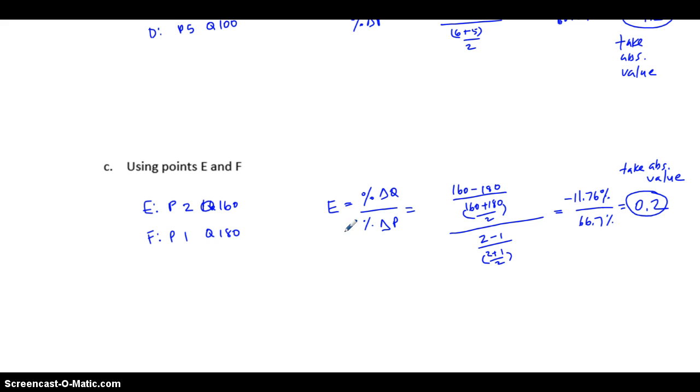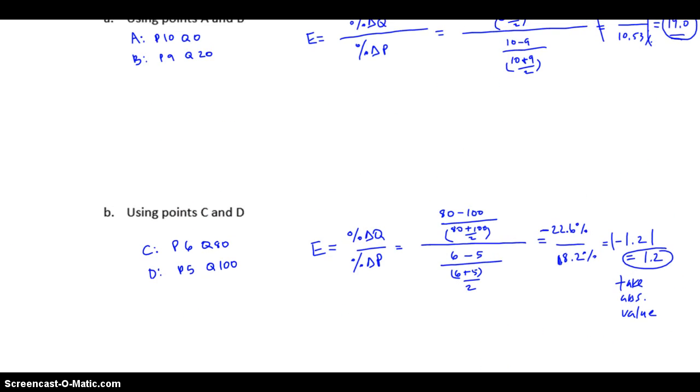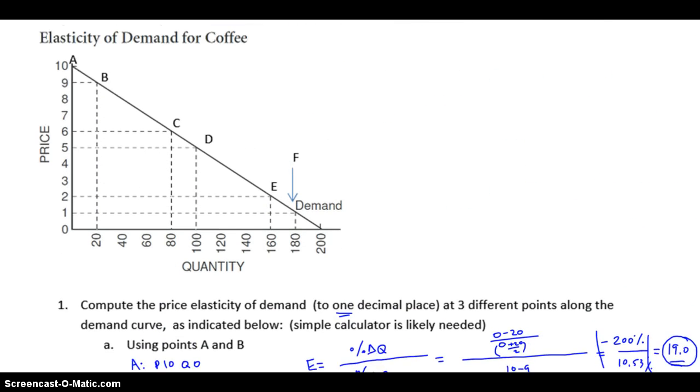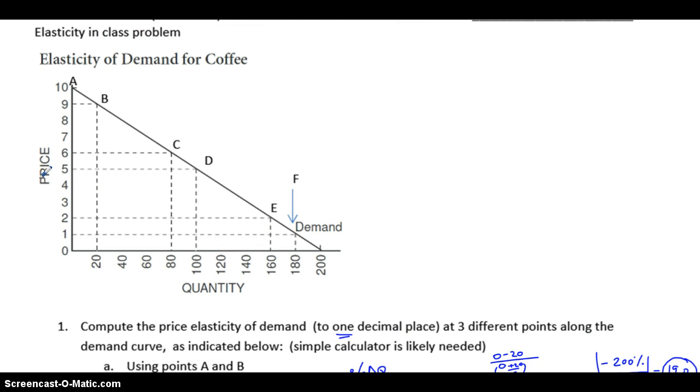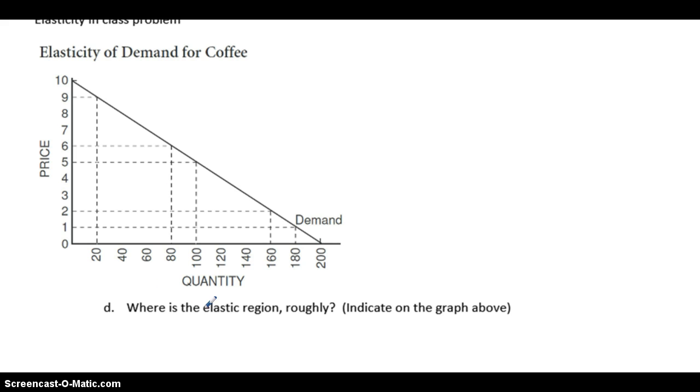Then down in the lower part of the curve here, we do the same calculation, percent change in Q over percent change in P. Go ahead and go through it all. We get a negative 11.76 over 66.7, which is 0.2. Now we're actually in a spot that's pretty inelastic. So this is a numerical demonstration of how even with a linear demand curve, we get different elasticities that emerge. The next question is, where is the elastic region on this curve roughly?